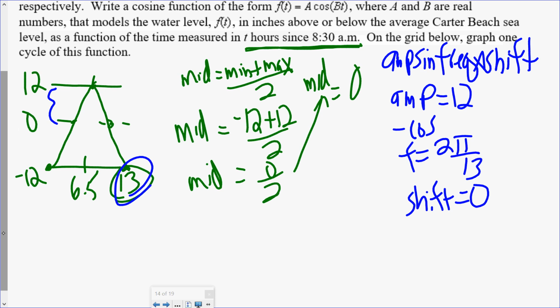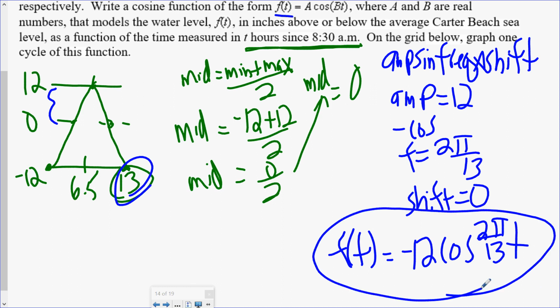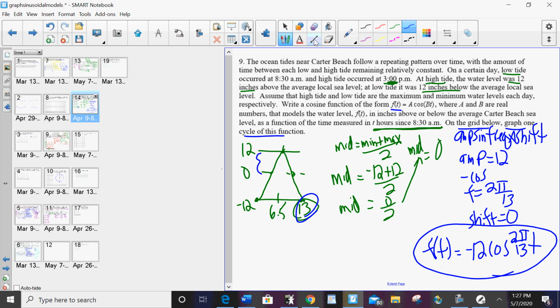So f of t equals negative 12 cosine 2 pi over 13t. There's no shift. There it is. On the grid below, graph one cycle of this function. So I'm going to take my little picture with me because that's very important in helping me.